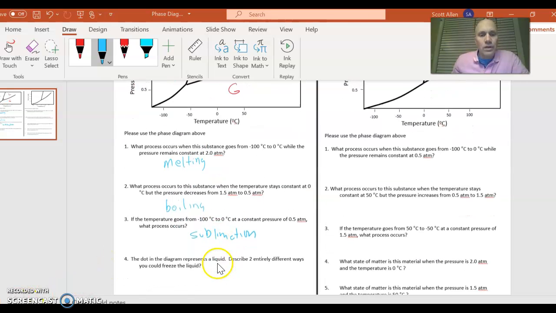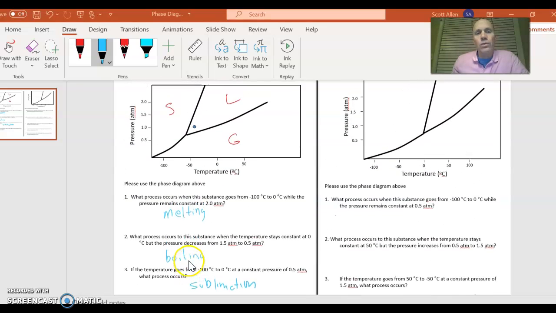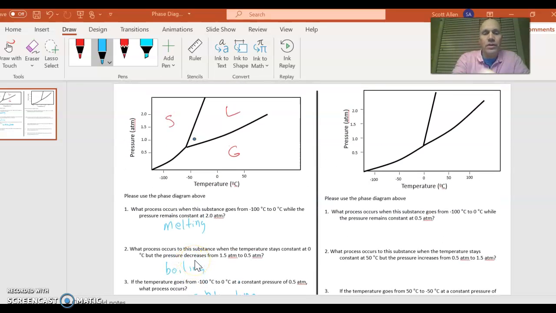Okay, so in question number 4, it says the dot in the diagram represents a liquid. Describe 2 entirely different ways you could freeze the liquid. Well, the first way is the one that we normally think of, which is you reduce the temperature. By reducing the temperature, we would go this way, from the liquid state to the solid state, and that's what freezing is.